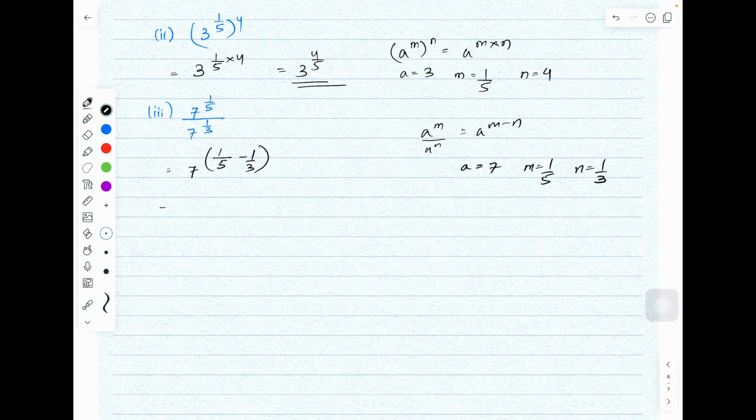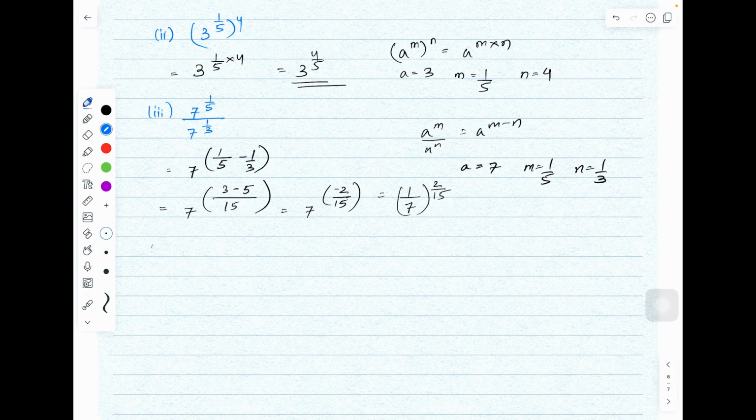You solve this and get 7 to the power (3 minus 5) by 15. So this is 7 to the power minus 2 by 15. Understood? Or you can write it as 7 to the power minus 2 by 15, taking the minus aside, which becomes 1 by 7 to the power 2 by 15.